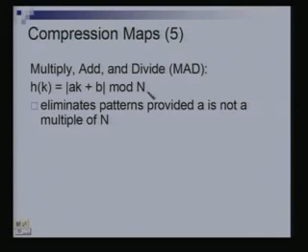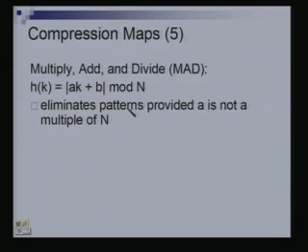Here a should not be a multiple of n. If a were a multiple of n, what kind of problem would you have? a mod n would be 0, so ak mod n would be 0. So for any key, you will always get mapped to the same location b. Right? In fact, a and n should even be co-prime if possible.